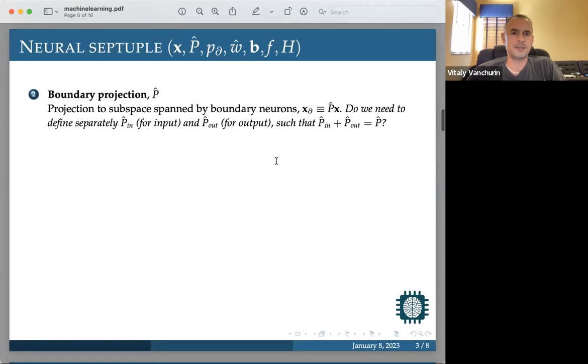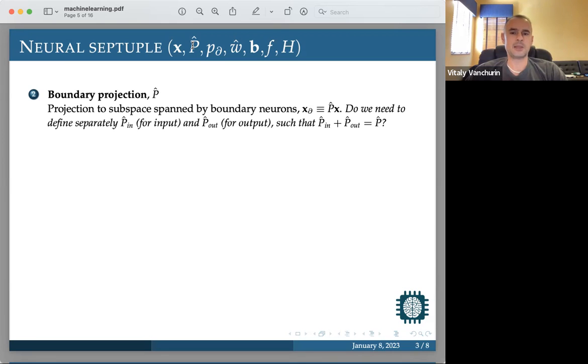Let's go to the next one, boundary projection operator. Now you can either do that, or you can, for the first two places in this neural septuple, just say, let's define the bulk and boundary neurons. This would be equivalent to defining all neurons and then a projection. The projection operator here can be thought of as a matrix where all the off-diagonals are 0, and the diagonals are either 1 or 0: 1 if the corresponding neuron is the boundary, and 0 if it's in the bulk, meaning a hidden neuron.